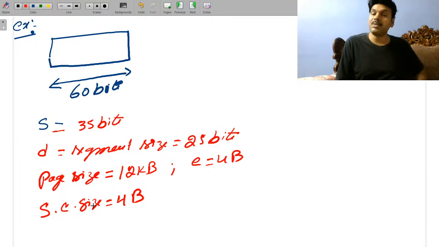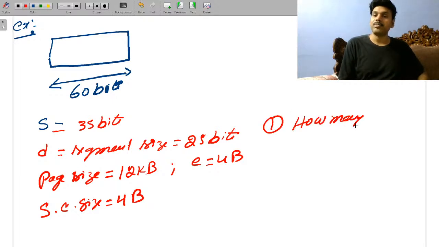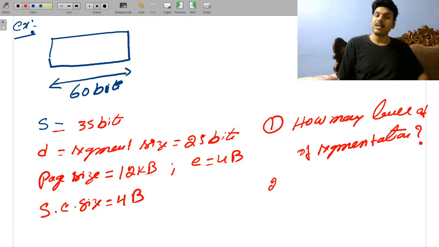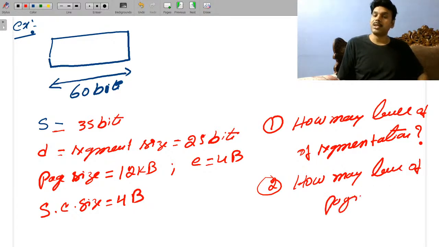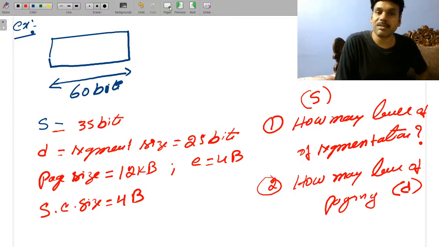So how many levels of segmentation are you doing and how many levels of paging are you doing? These are the two questions. I am doing paging in segmentation. How many levels of segmentation? And the second question is how many levels of paging? One is for the left-hand side, segment paging, the other is for the right-hand side, the D attribute paging. It's very simple, so let me answer this question.